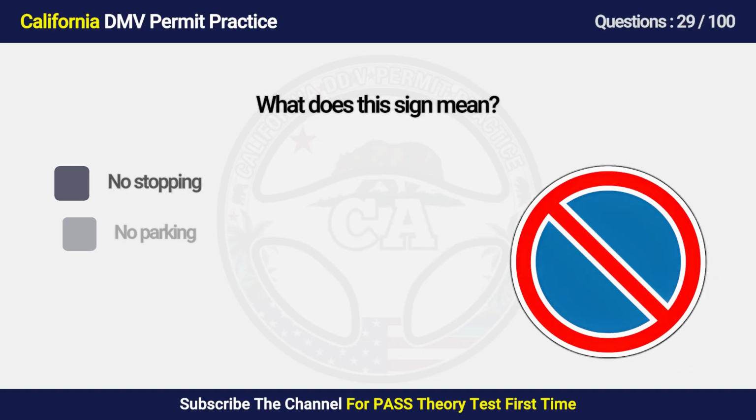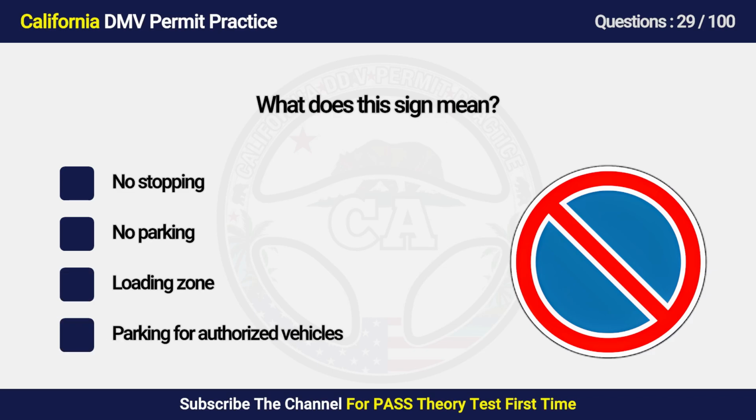Question 29. What does this sign mean? A, no stopping. B, no parking. C, loading zone. D, parking for authorized vehicles.